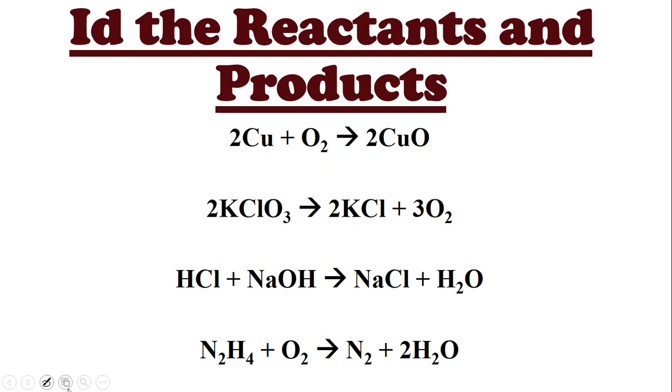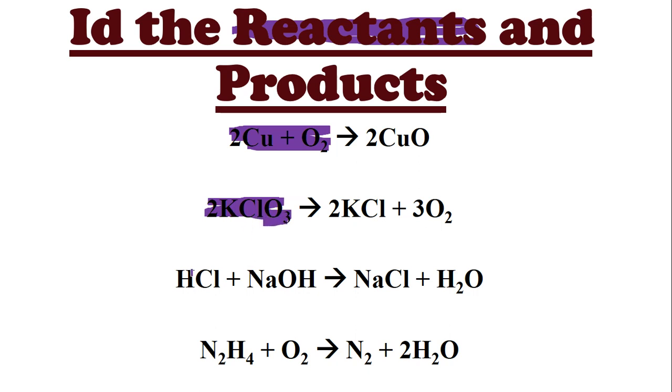So let's look here. I'm going to get the highlighter out, and I'm going to use purple here. I'm going to highlight the reactants in each equation in purple. The reactants are anything to the left of the arrow. So in this first one, it's this stuff right here. In the second equation, that's KClO3. In the third equation, it's HCl and NaOH. And the last one, N2H4 and O2 are all the reactants.